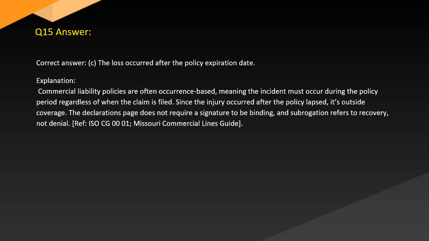Answer. Correct answer: C. The loss occurred after the policy expiration date. Explanation: commercial liability policies are often occurrence-based, meaning the incident must occur during the policy period regardless of when the claim is filed. Since the injury occurred after the policy lapsed, it's outside coverage. The declarations page does not require a signature to be binding, and subrogation refers to recovery, not denial. Ref. ICG 01, Commercial Lines Guide.